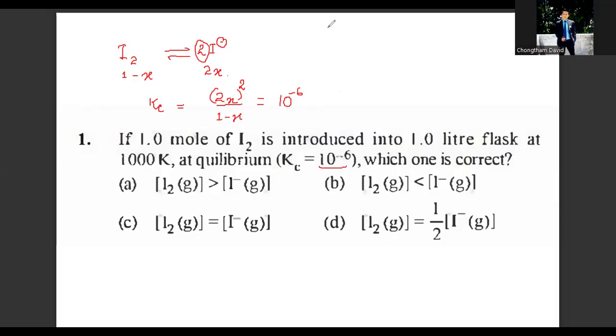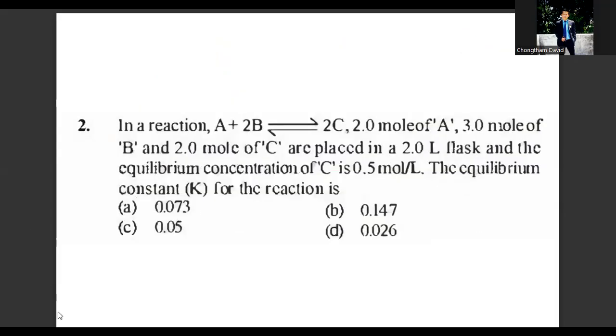Now the solution shows that 1 minus x is greater than twice x, and iodine gas is greater than iodide. So from this we can conclude that option A would be the answer to question number 1. I hope it is understood. Let us read question number 2.